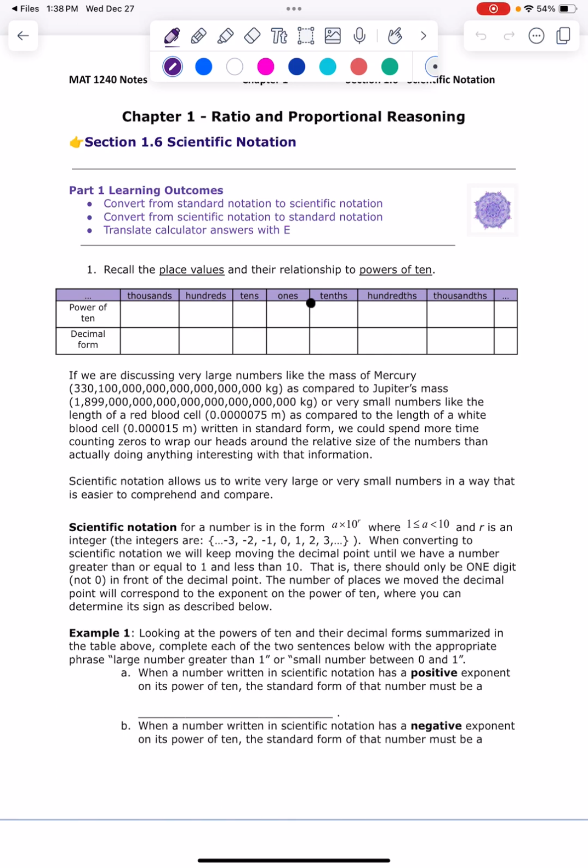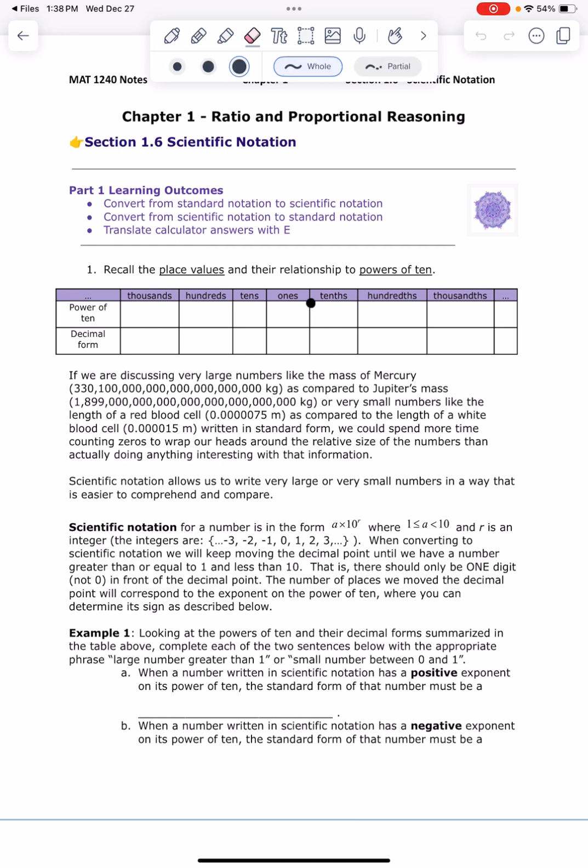Section of Chapter 1 is Section 1.6, Scientific Notation. So we need to learn how to convert from standard notation to scientific and from scientific to standard. And we want to learn how to deal with that pesky E on your calculator.